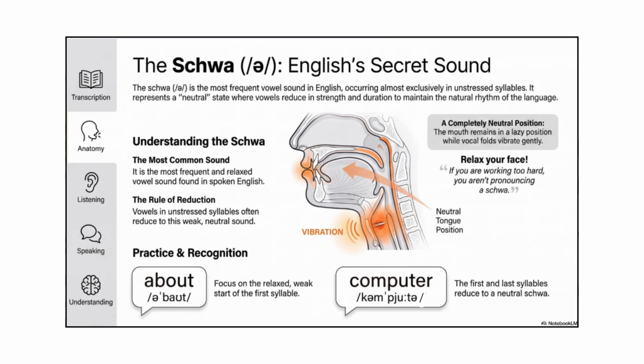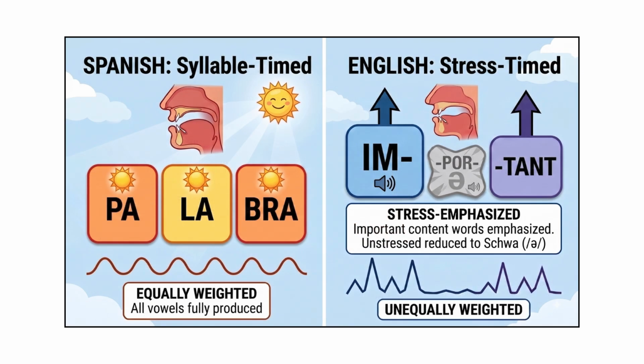Why is the schwa so important? Because of rhythm. Spanish is a syllable-timed language where every vowel receives equal weight, like steady waves. English, however, is stress-timed. Look at the word important. Content syllables are stretched and emphasized, while unstressed vowels reduce down to a quick schwa to keep the rhythm flowing.